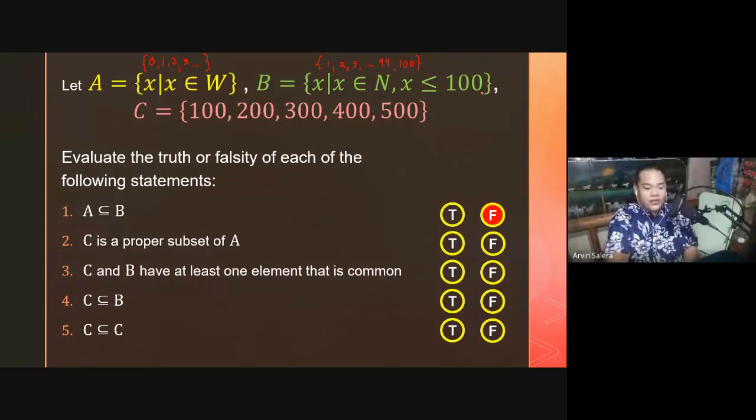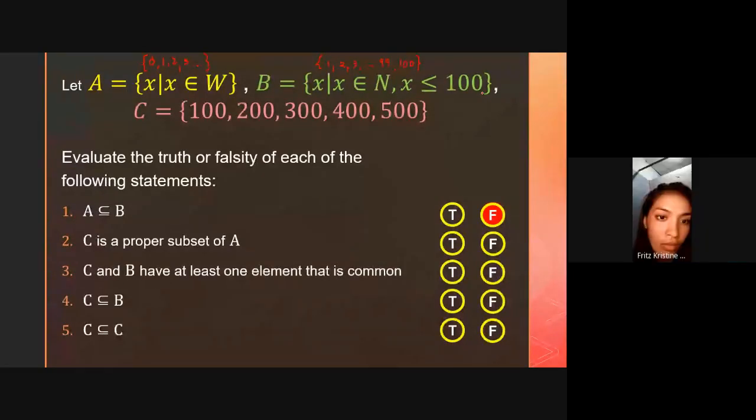It's false. Okay. Number 2, C is a proper subset of A. Tanan ba nga naa ni A? No, C is a proper subset of A. Tanan ba nga naa ni C naa sad kang A? Unya, tanan nga naa ni C naa sad kang A. Naa ba si 100, 200, 300, 400, 500 kang A?